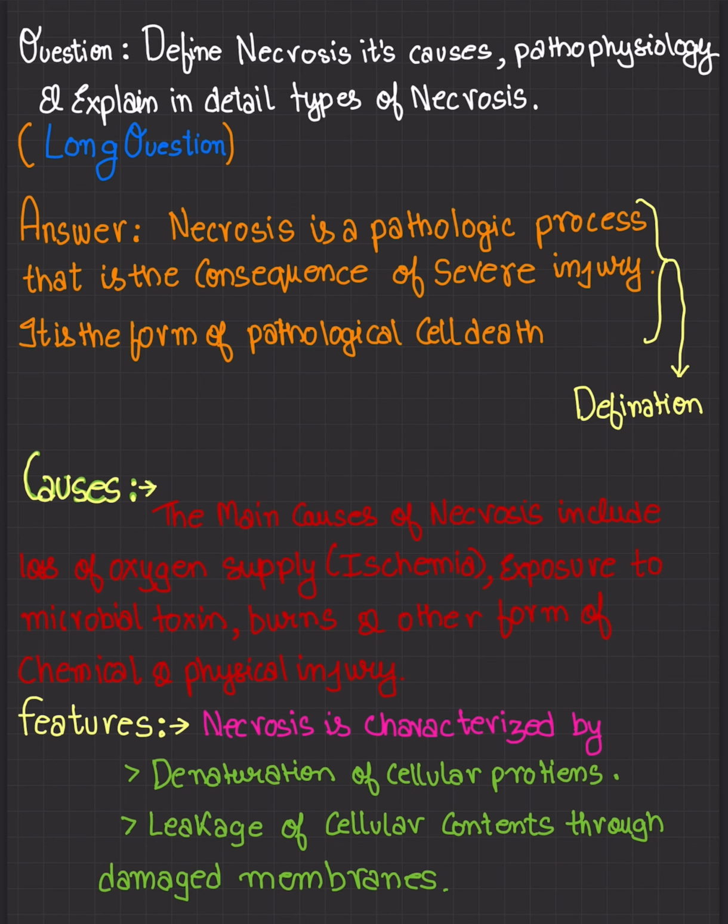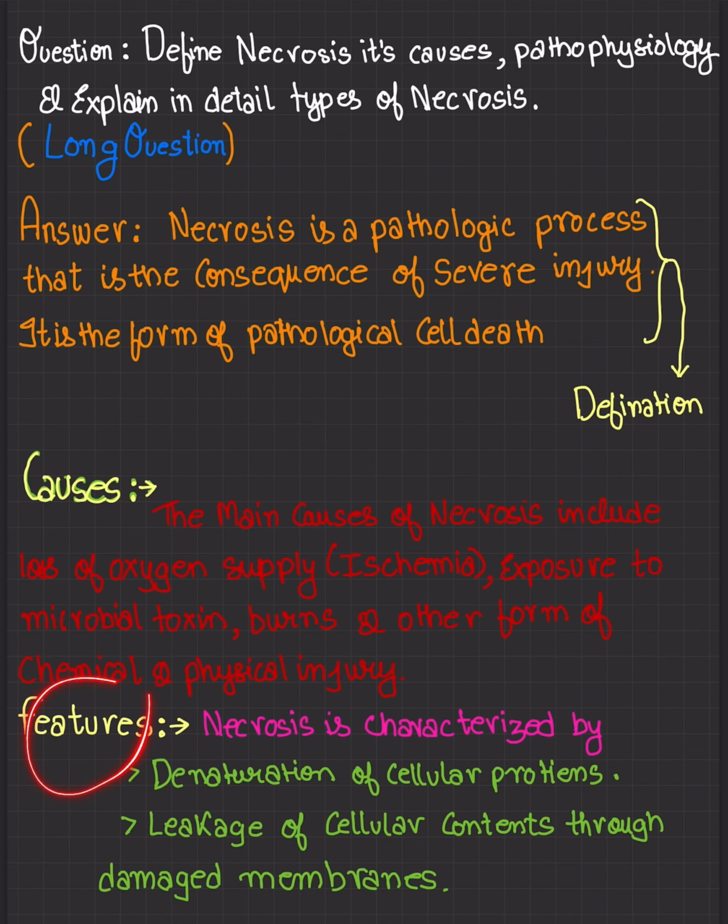So we will start with the definition. Necrosis is a pathological process that is the consequence of severe injury. It is a form of pathological cell death. Now let's move to the causes. The main causes of necrosis include loss of oxygen supply, which means ischemia, exposure to microbial toxin, burns, and other forms of chemical and physical injury.